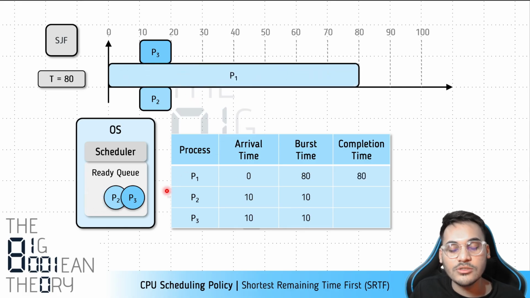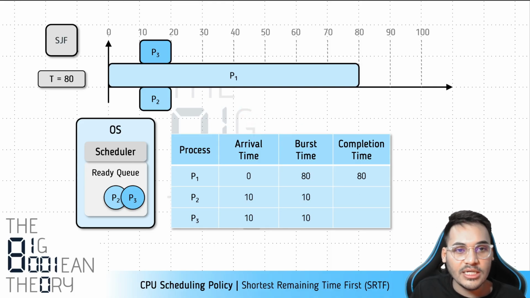And these shorter jobs, P2 and P3, although they are comparatively much smaller than P1, right? P1 has a burst time of 80 and P2 and P3 have a burst time of 10. Nonetheless, they will have to wait for the longer job to finish, because shortest job first is a non-preemptive policy, right? The problem here is that the longer job arrived before the shorter jobs.